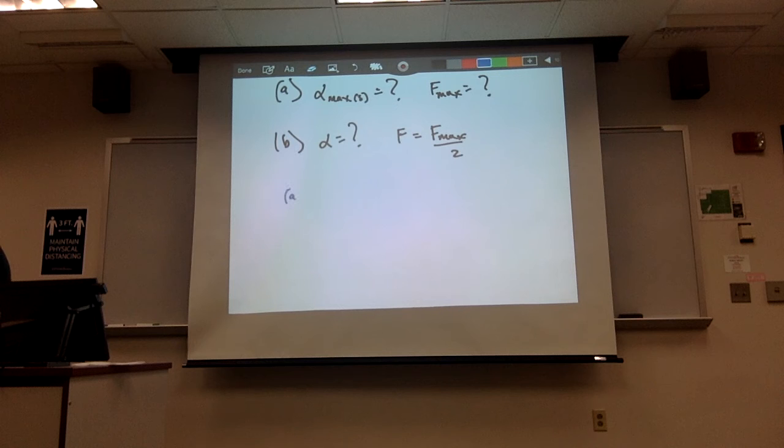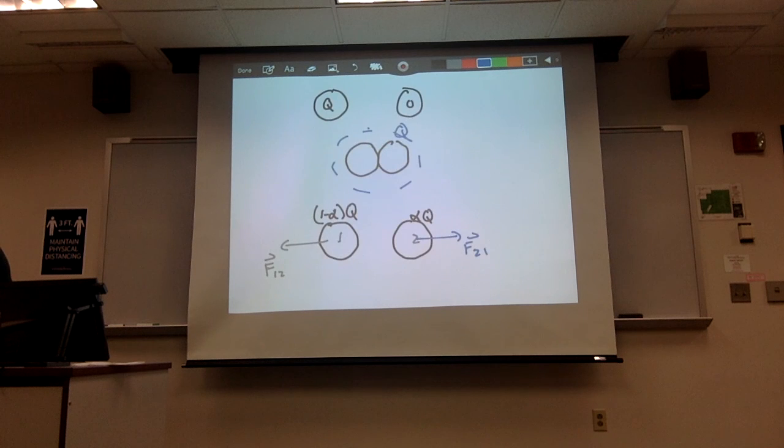So let's look at part A. Let's say we want F21. So here's my force F21, magnitude. It's going to be K times the charge Q2, which was alpha times Q, times Q1, which is 1 minus alpha times Q, all divided by the distance between the two. And I'm simply going to call that distance D. I'm going to say this center to center distance here is simply D.